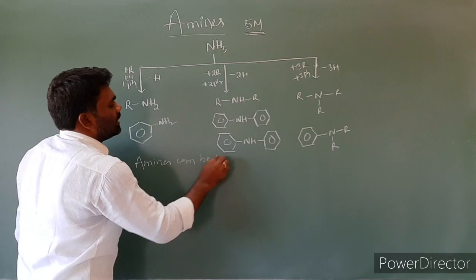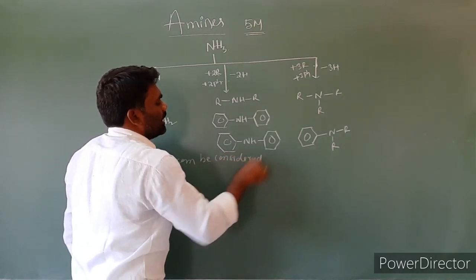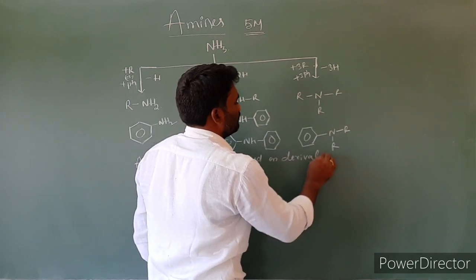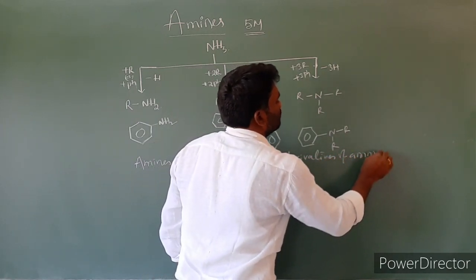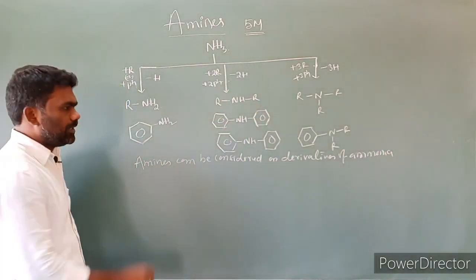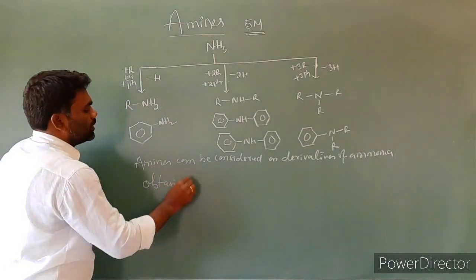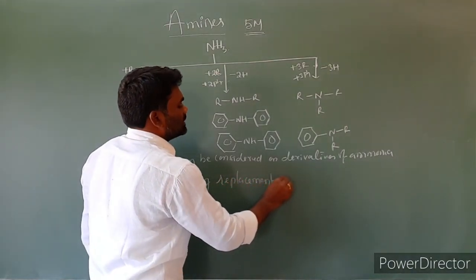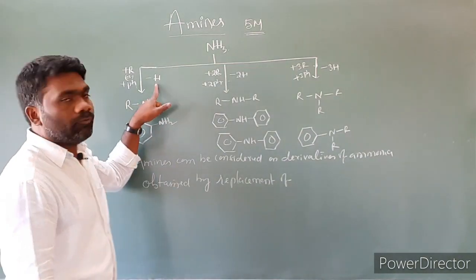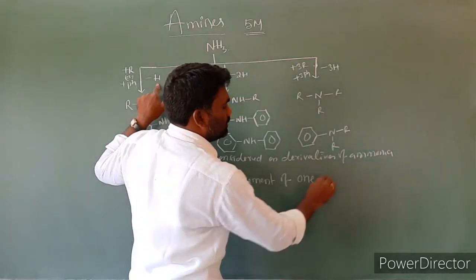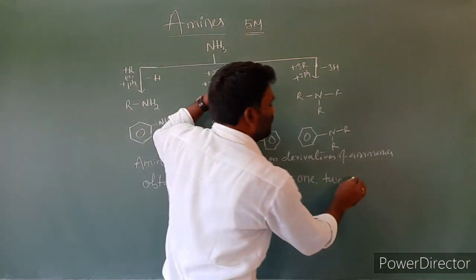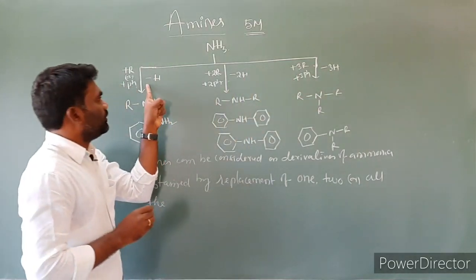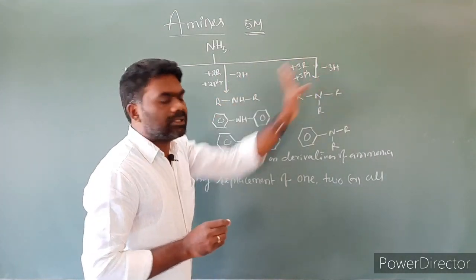Amines can be considered as derivatives of ammonia obtained by replacement of one or two or all the 3 hydrogen atoms. 1 hydrogen or 2 hydrogens or 3 hydrogens, nothing but all the 3 hydrogens.